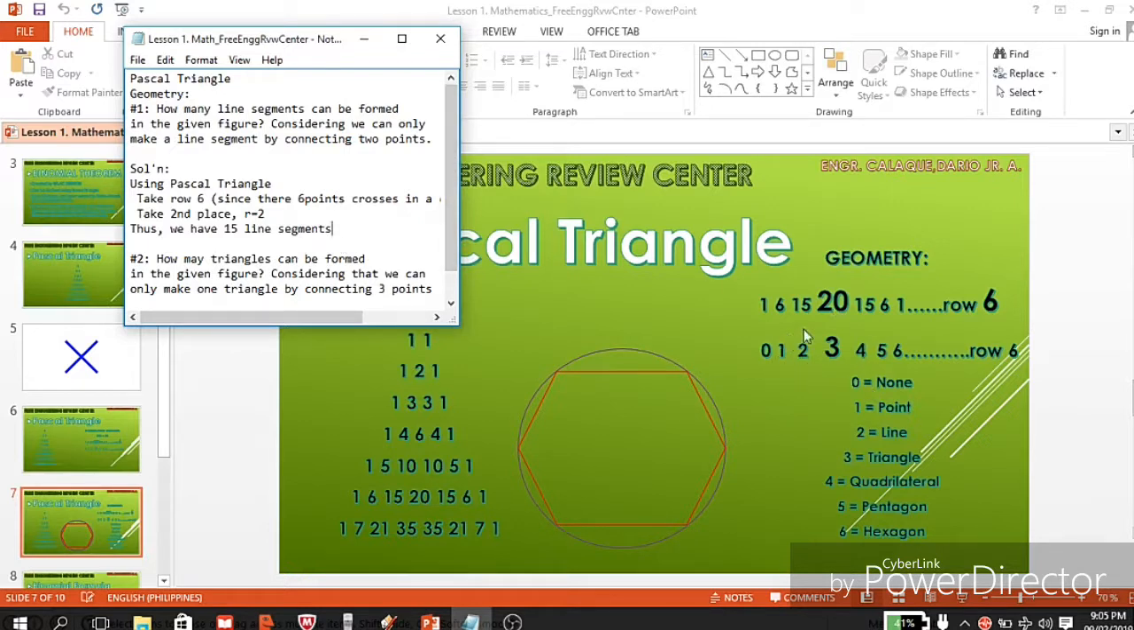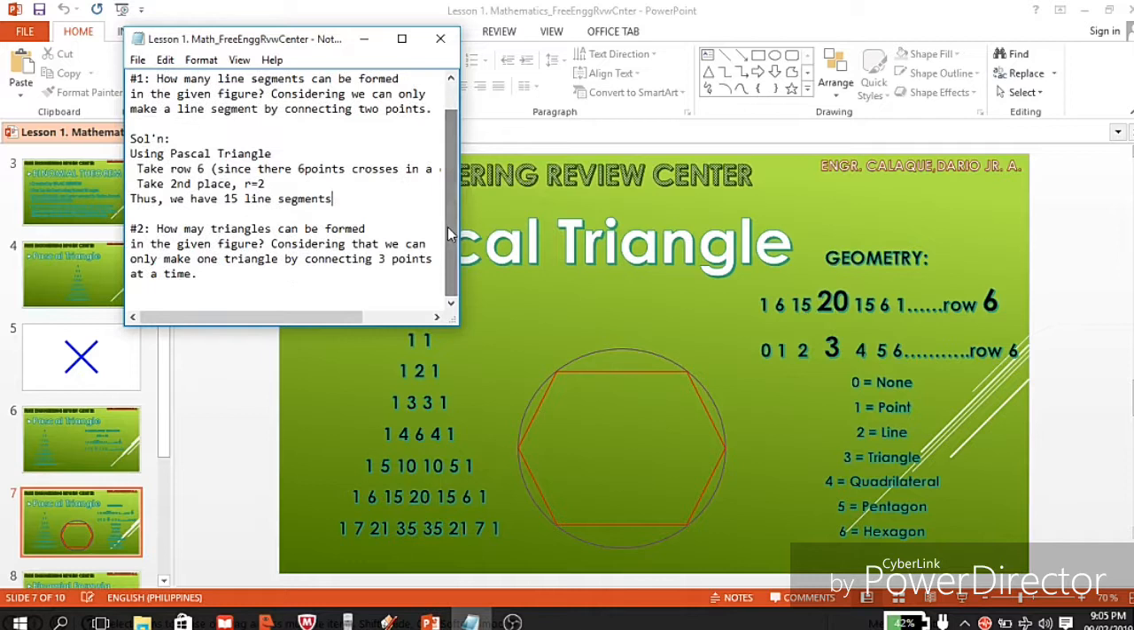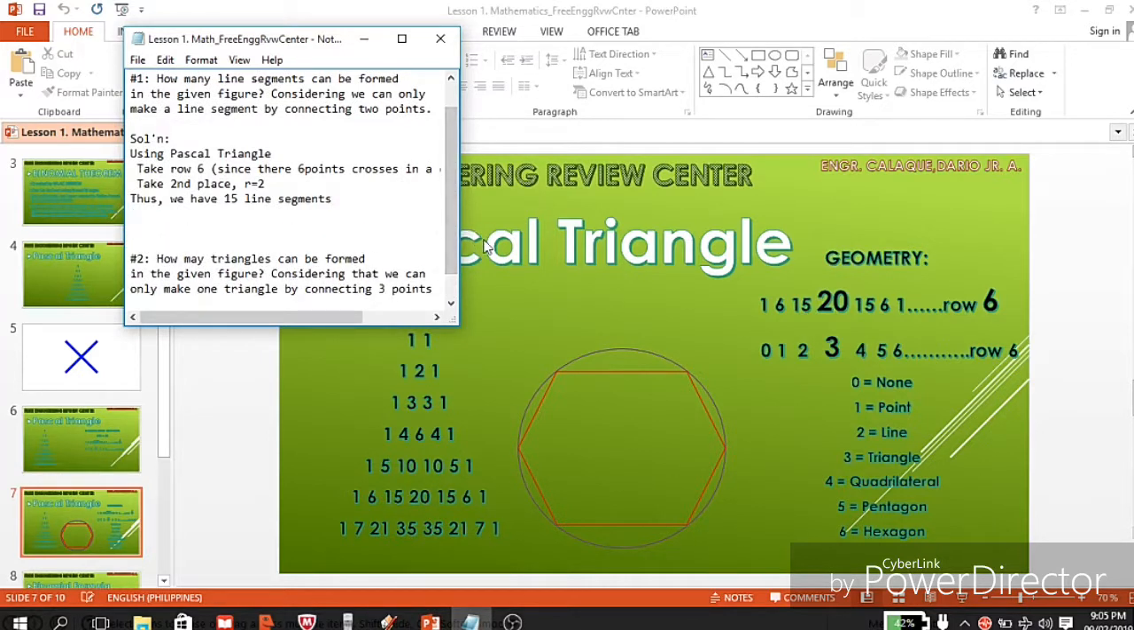So we have how many line segments? It's 2. So that could be 0, 1, and 2 can be formed when we have 6 points on a periphery. So therefore this is 6. So in 2 we have 15. That's it.